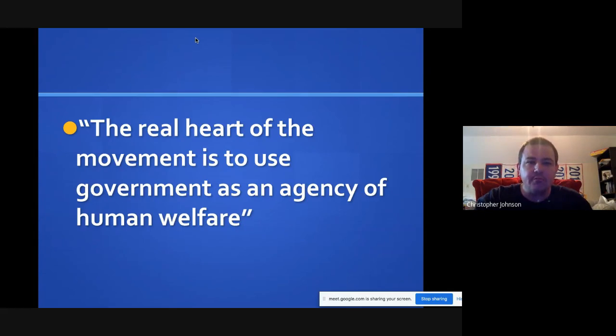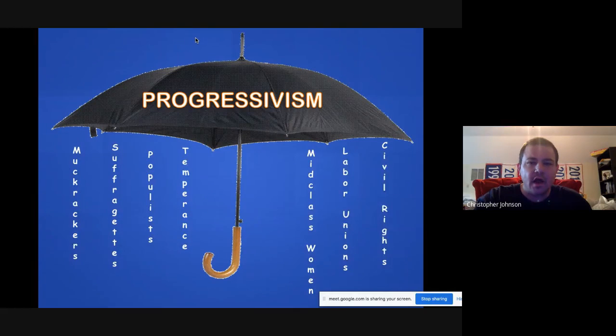And we look at the umbrella of the progressive movement. There's a number of different things that happen. It's going to start with the muckrakers, which I'll get to in a little bit. It's going to be the people that write these exaggerated stories like Upton Sinclair's The Jungle, or even Ida Tarbell's Standard Oil Trust. It's the writers that are going to start exposing the ideas. But there's a lot of things that happen in here.